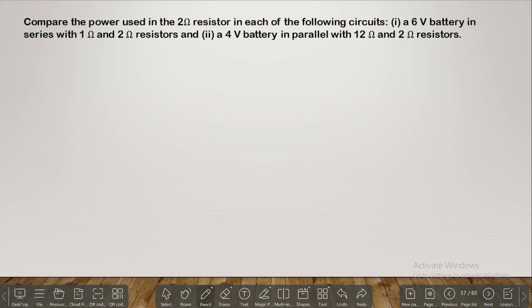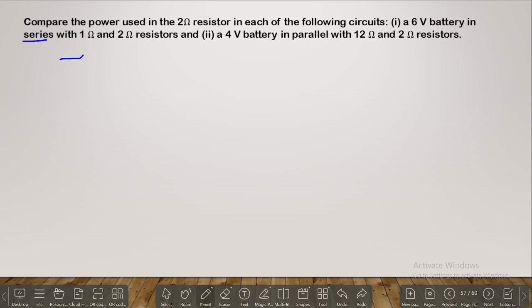Next, compare the power used in a 2 ohm resistor in each of the following circuits: a 6 volt battery in series with a 1 ohm and 2 ohm resistors, and a 4 volt battery in parallel with a 12 ohm and a 2 ohm resistor. So there are two circuits at the end.